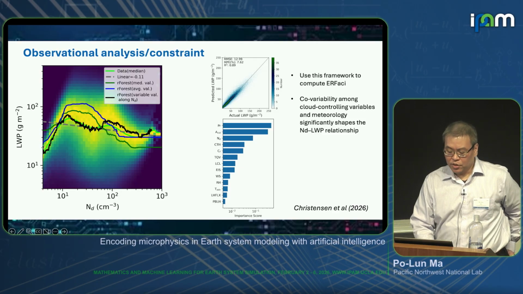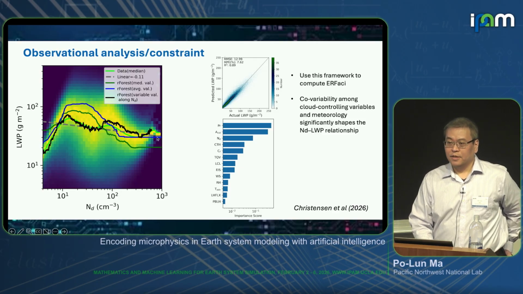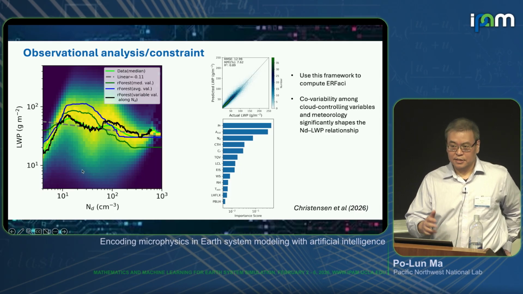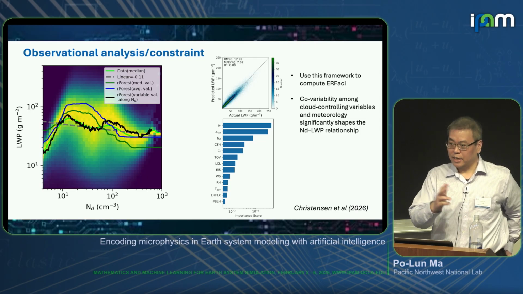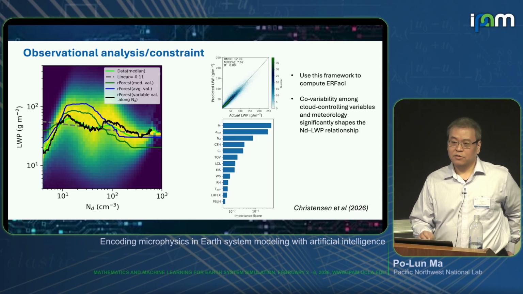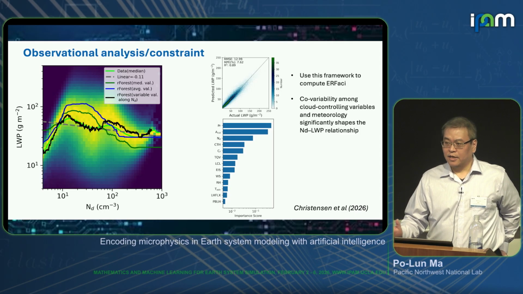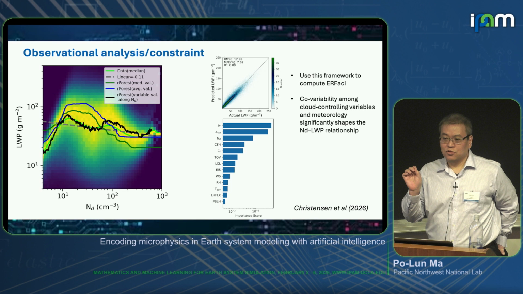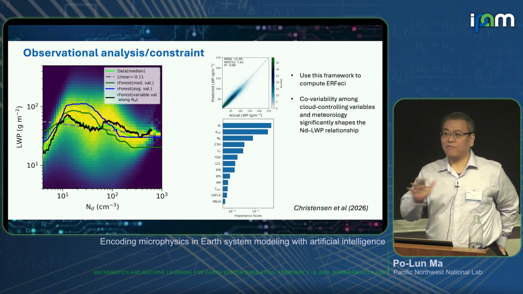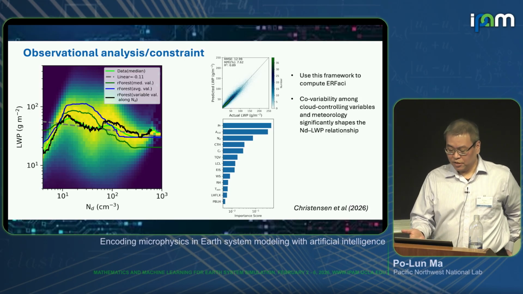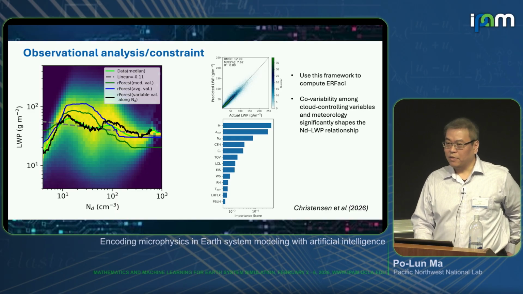That means the liquid water path ND relationship that we see in the observations is a result of two things. One is the causality, the real interactions between droplet number, the aerosols, and the cloud liquid water. And the other is the co-variability between aerosol and all these other meteorological factors and cloud controlling factors. So how do you tease out the true causality from a very complex system where everything co-varies? The only reason we found this is because the random forest model is good enough to identify this, and we were able to show this.